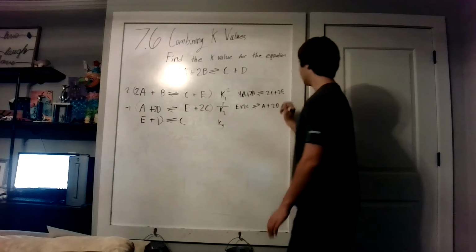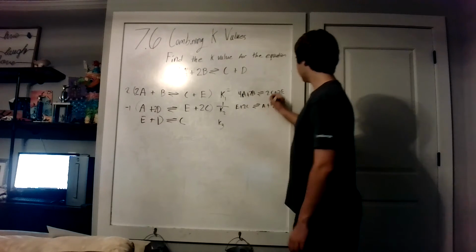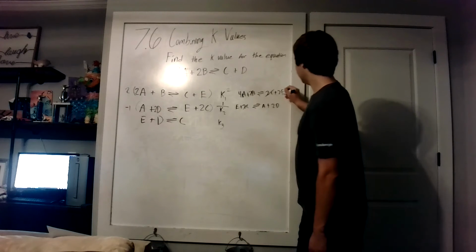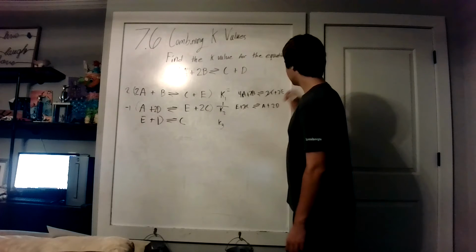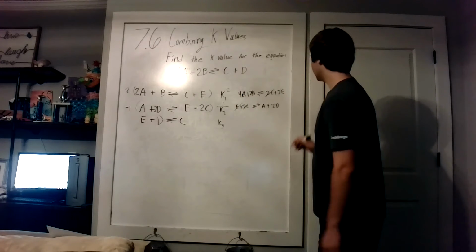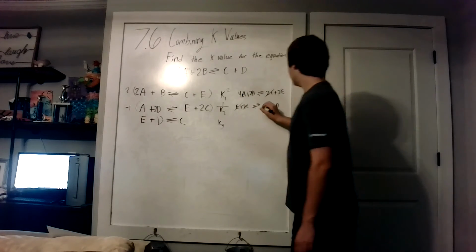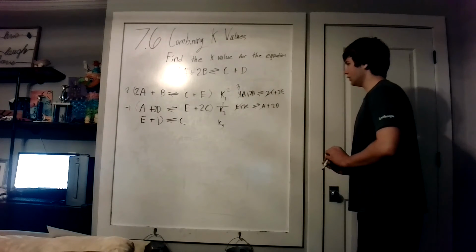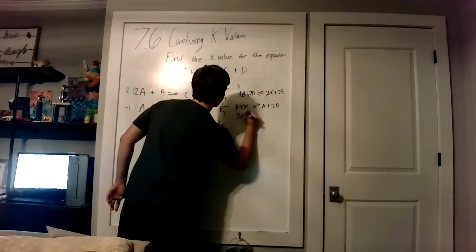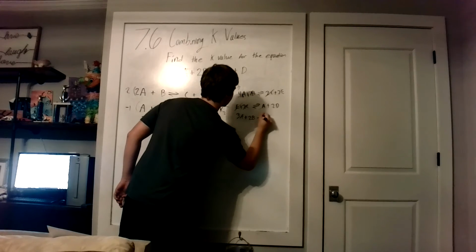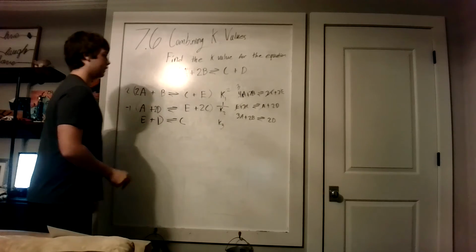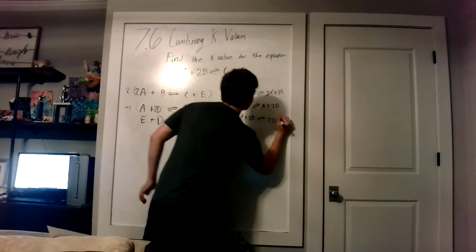So right now we can go ahead and start canceling. We have 2c here and here, so they're going to cancel. We have 2e here and an e here, and we have 1a here, and we can make this 3a. So now all we're left with is 3a plus 2b yields 2d plus e.